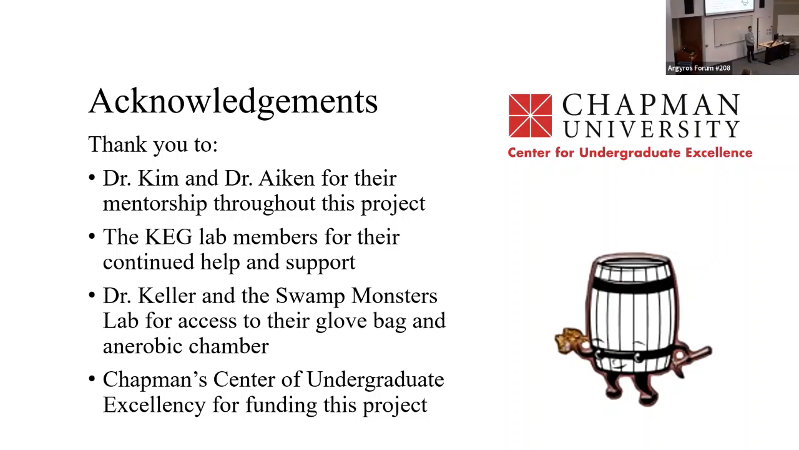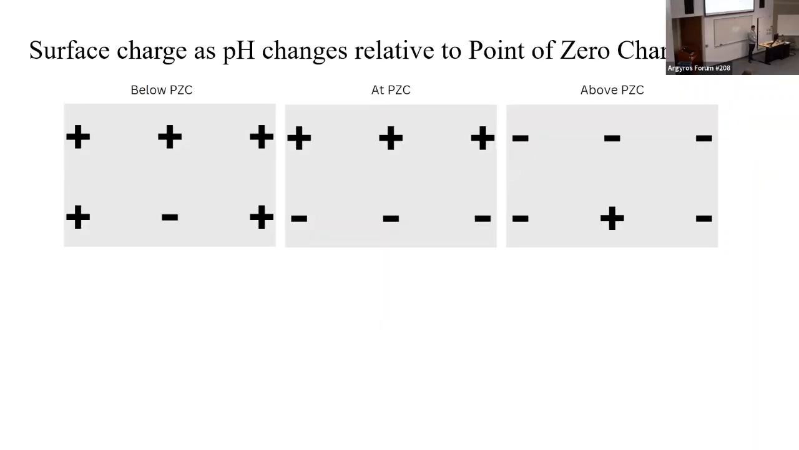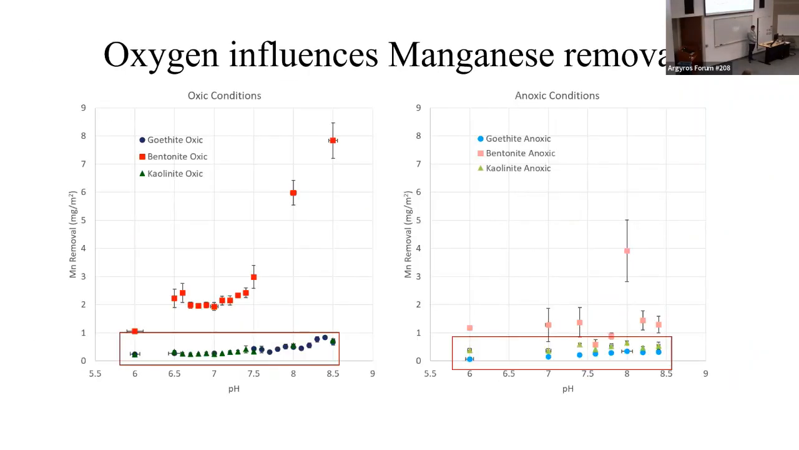Questions? Great presentation, James. I wonder if you might backtrack a few slides. I want to see one of your results figures. Okay. Right there. On the right-hand graph, your measurements are looking pretty consistent, except for bentonite anoxic at pH 8. Is there something special happening there that would cause that value to have a threefold increase in manganese removal?